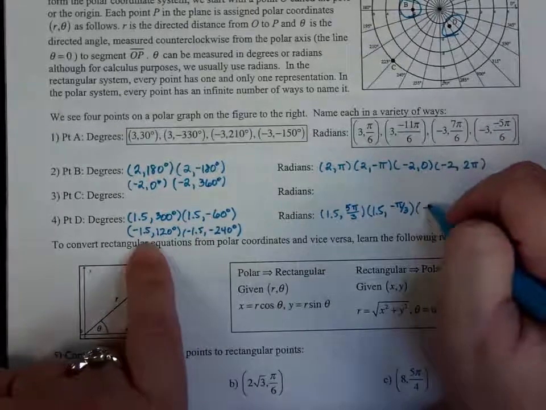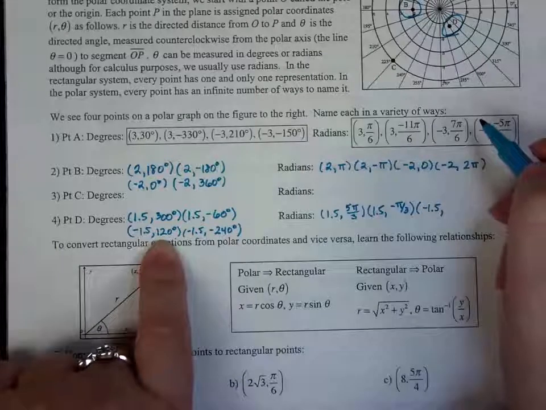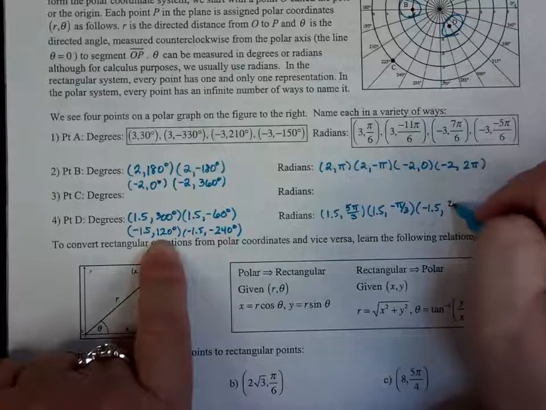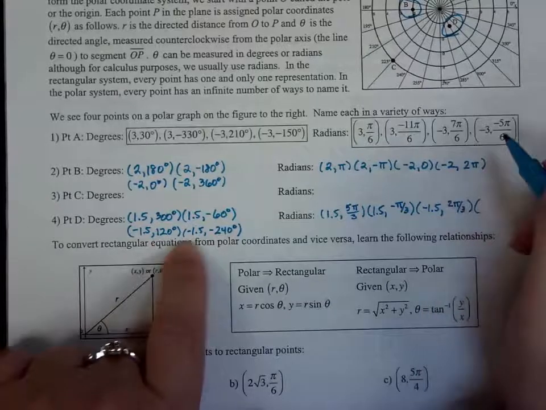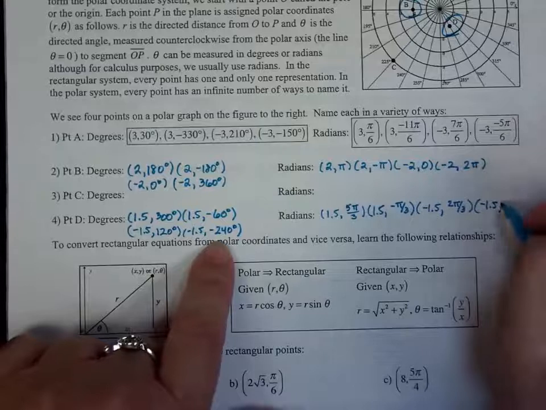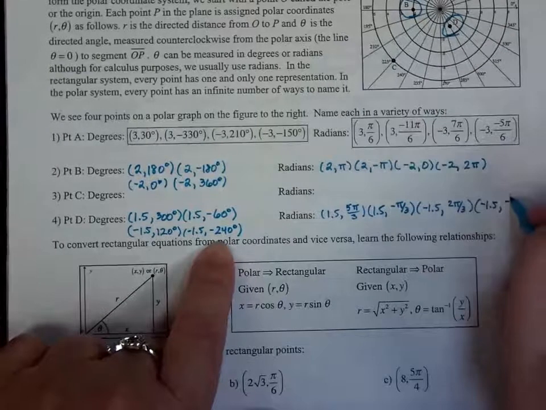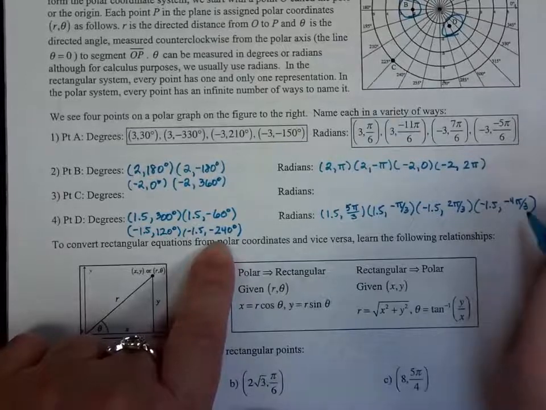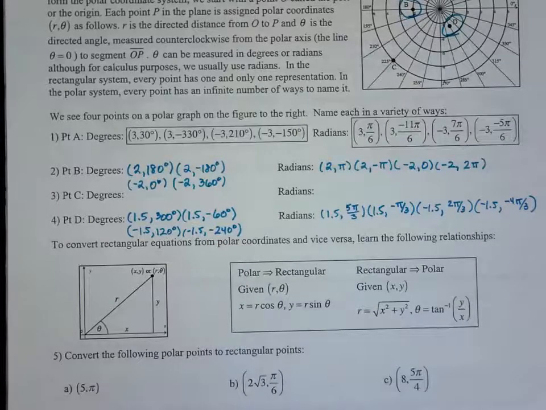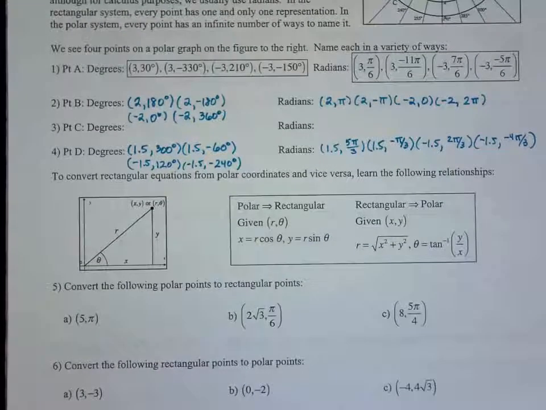So then negative 1.5 and 120. 120 is what measure? 2 pi over 3. That is 2 pi over 3. And then negative 1.5 and negative 240. So that's negative over here. 4 pi over 3. That's the only one I haven't done yet. There we go. Okay. So, degrees and radians. Good there. Just points, individual points. Okay?